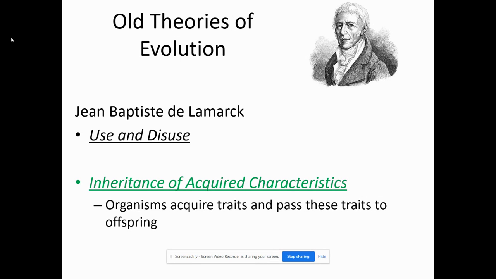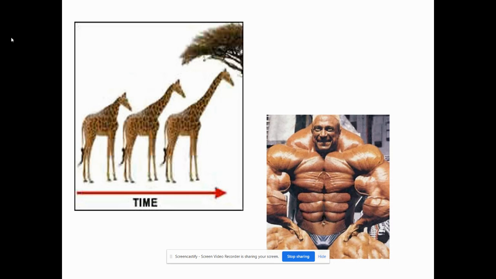If you're right-handed, you use your right hand all the time. And once you don't use your left hand, it becomes worse, right? Your right hand's better, your left hand is worse. And with that, you could acquire these characteristics throughout your life, and then you pass those on to your offspring. For example, a right-handed person has many right-handed offspring, right? And that's just the way it was.